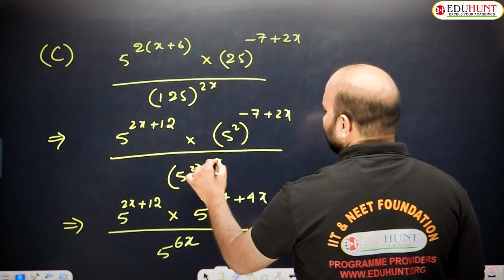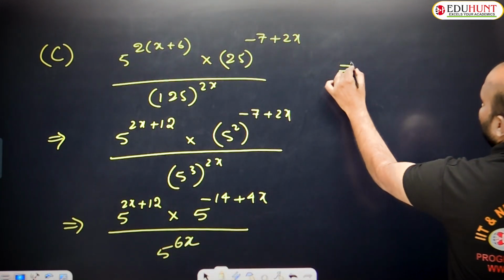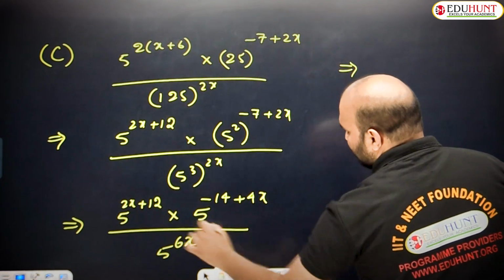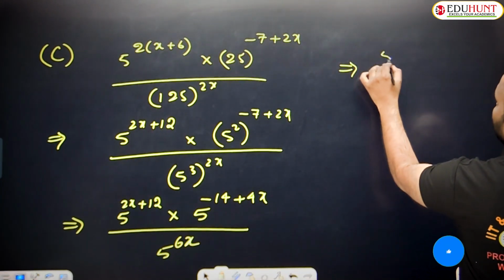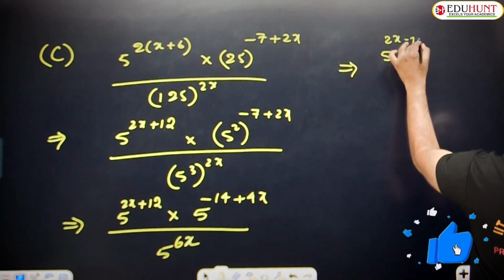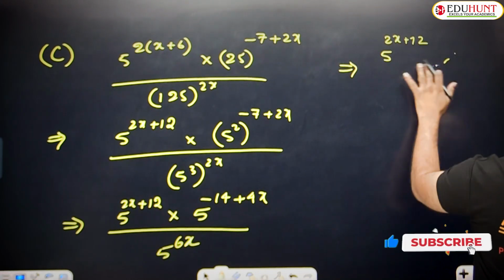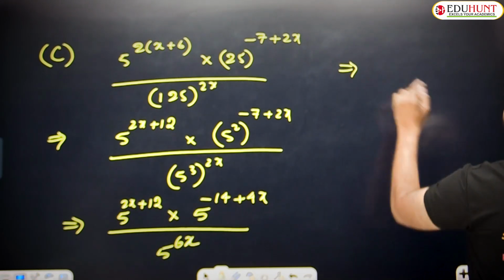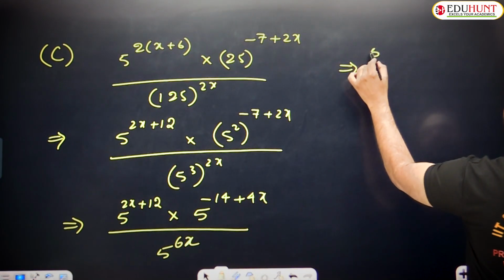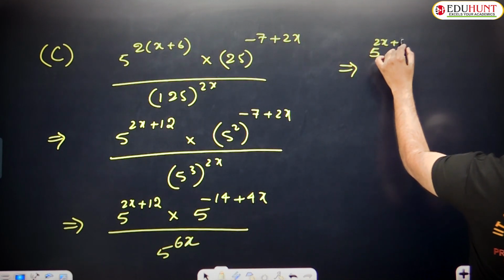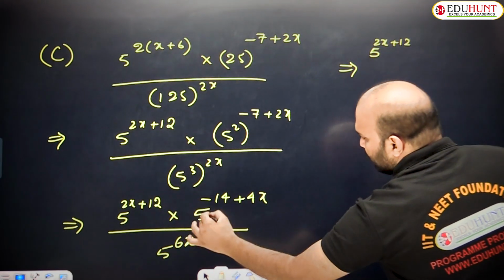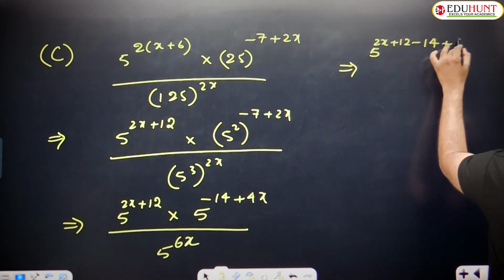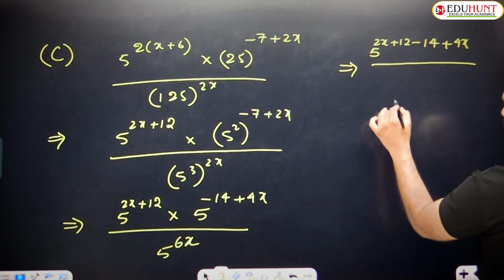Nothing but m n, nothing but 6x, 3 into 2x, 6x. Again it can be expressed as a power m into a power n, a power m plus n. So 5 is the base, 2x plus 12. So 5 power 2x plus 12, a power m into a power n, a power m plus n, nothing but minus 14 plus 4x, whole by 5 power 6x.